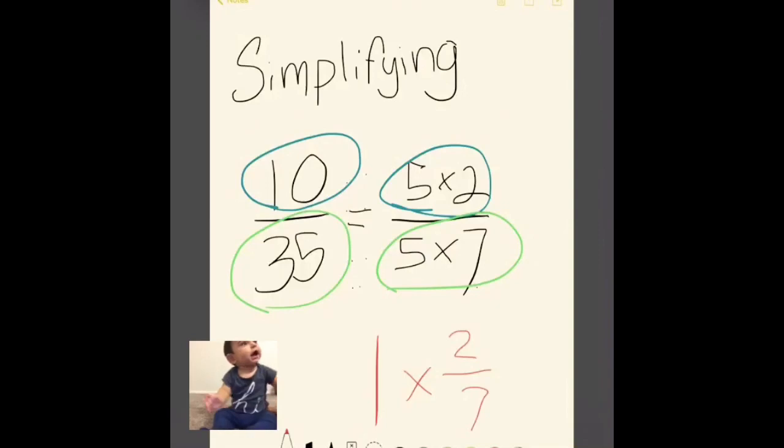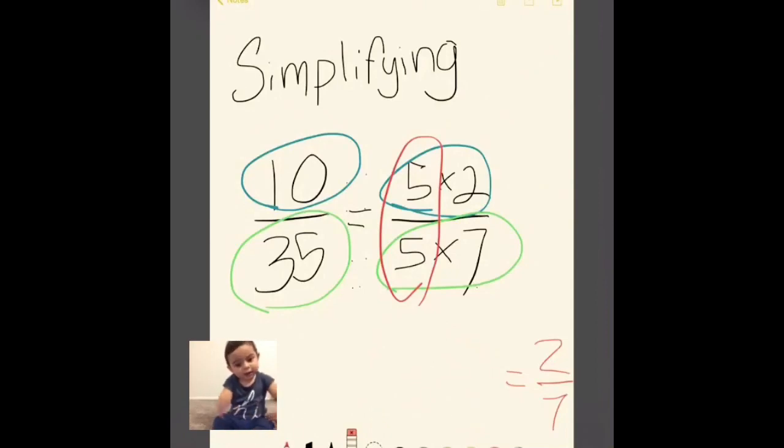Why can I do that? Because if you look right here, 5 over 5, really, it's just 1 whole. So really, this is just saying 1 whole times 2 sevenths, and 1 times anything is just itself. So 2 sevenths times 1 is just 2 sevenths. That means that 10 over 35 simplified is just 2 sevenths. So that is a very complicated way to do it, showing you how and why it works.